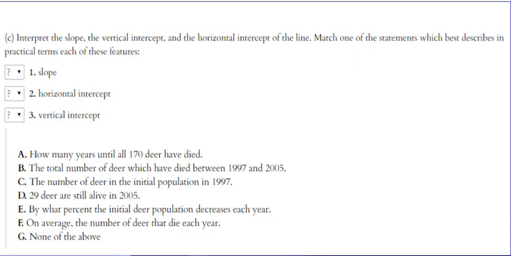Now let's go to the next one. I've got to answer some problems about that. Interpret the slope, vertical intercept, and the horizontal intercept of the line. Match one of the statements which best fits. Okay, the slope means, it's definitely not that. So it's not how many years until 170 deer. No, the total number of deer which have died between 1997 and, no.